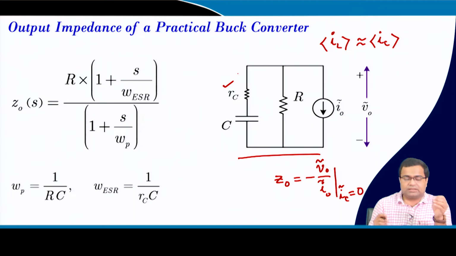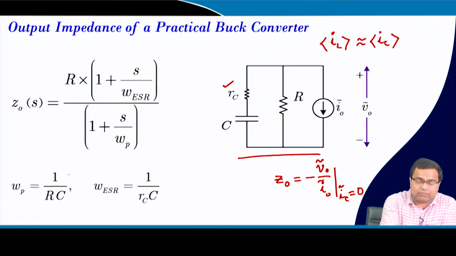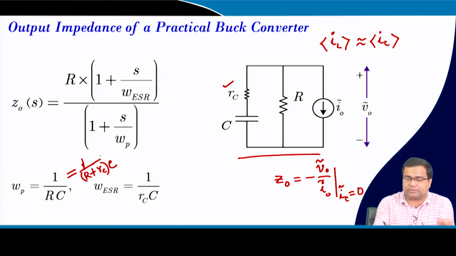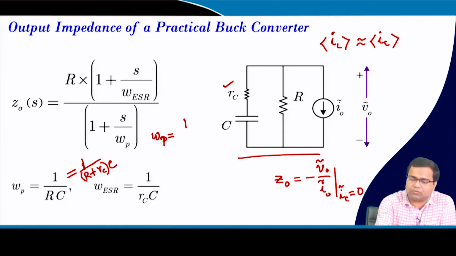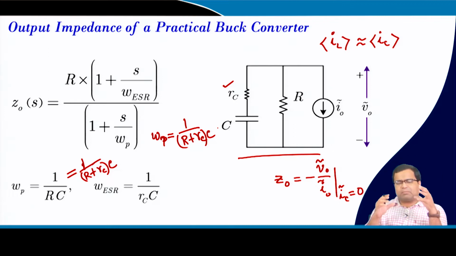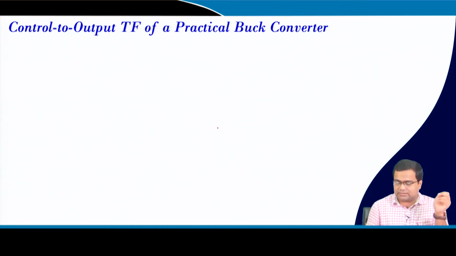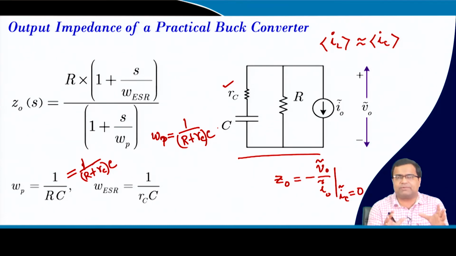which is 1 by RC into C, that is the ESR zero. Then one pole, in fact this pole should be more accurate, because we have ignored the RC. So, let me write again, omega P is equal to 1 by (R plus RC) into C. But if load resistance is higher than ESR, which is generally the case, then it can be approximated as 1 by RC.